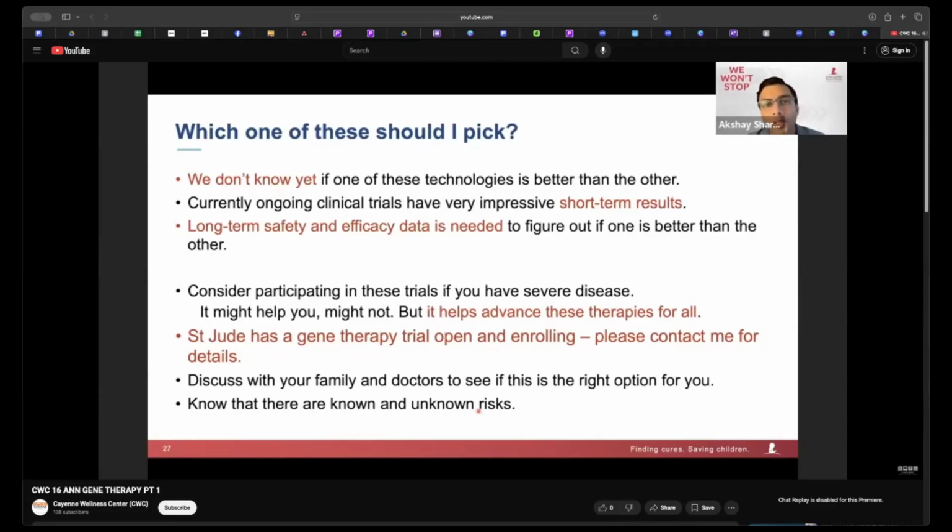There are known risks and there are unknown risks, and it's a decision that is highly personal, and you should all make that decision for yourself in discussion with your physician and your family members.